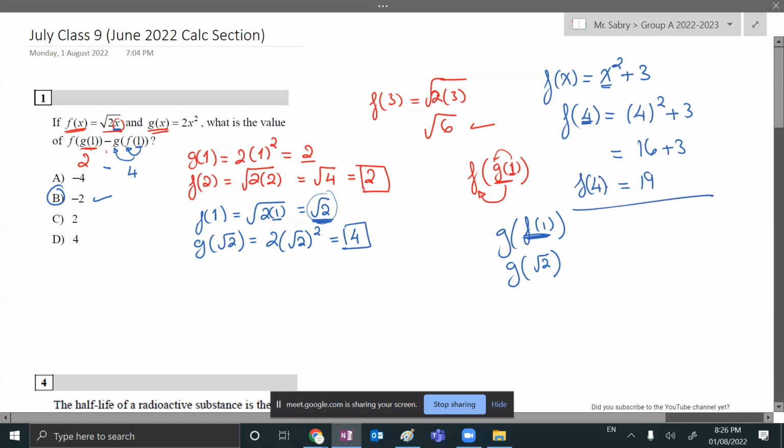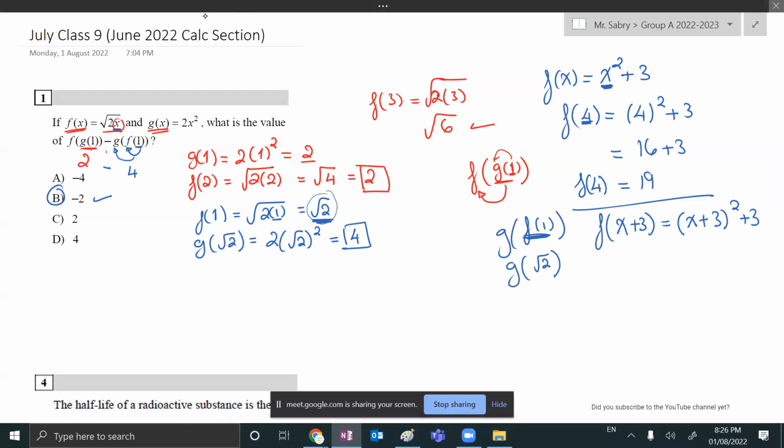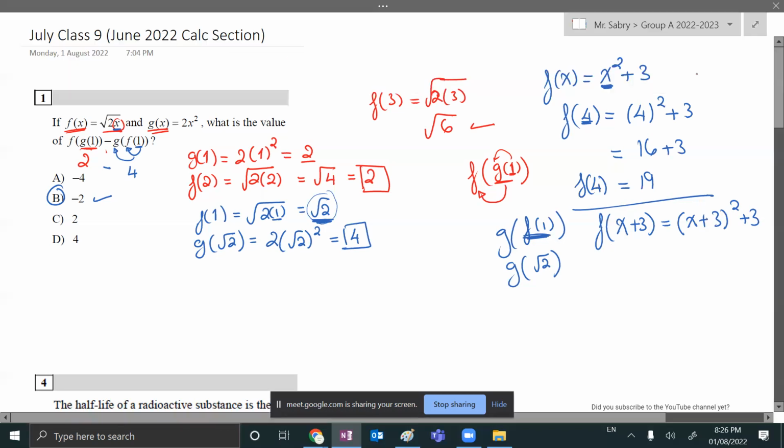Okay, so what if, instead of f of 4, I ask for f of x plus 3? Same thing. You'll just remove this x and substitute x plus 3. Makes sense, this part? Sure? Yeah. So if I get, for example, x plus 6, I'll just put x plus 6 squared plus 3. Exactly. Just substitute it.